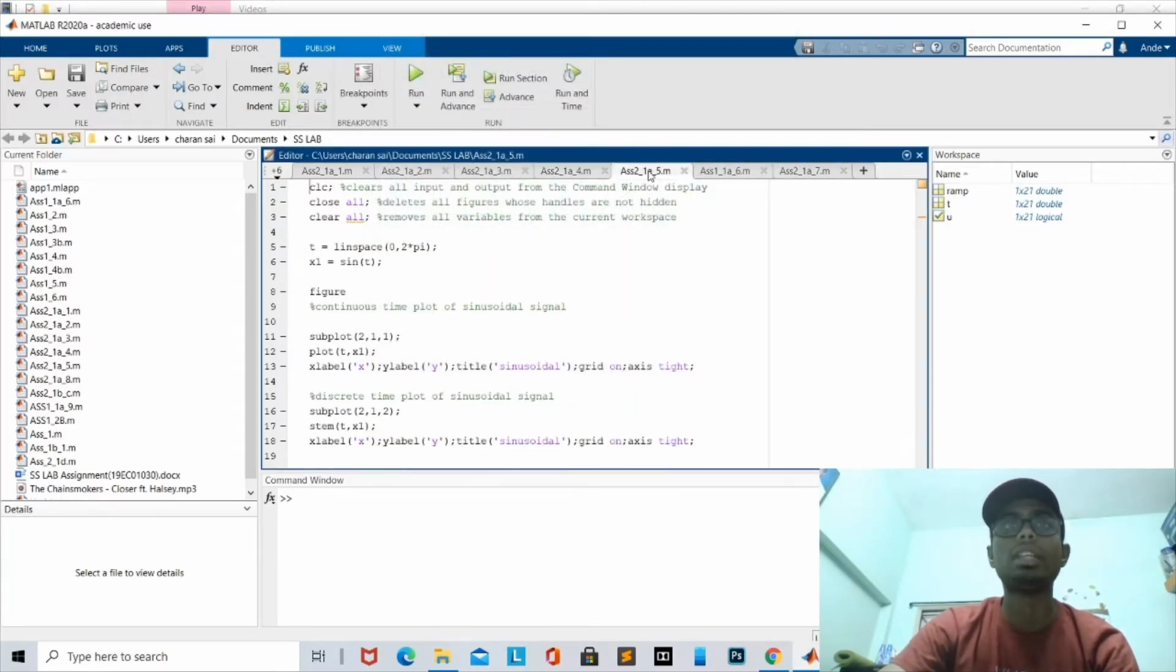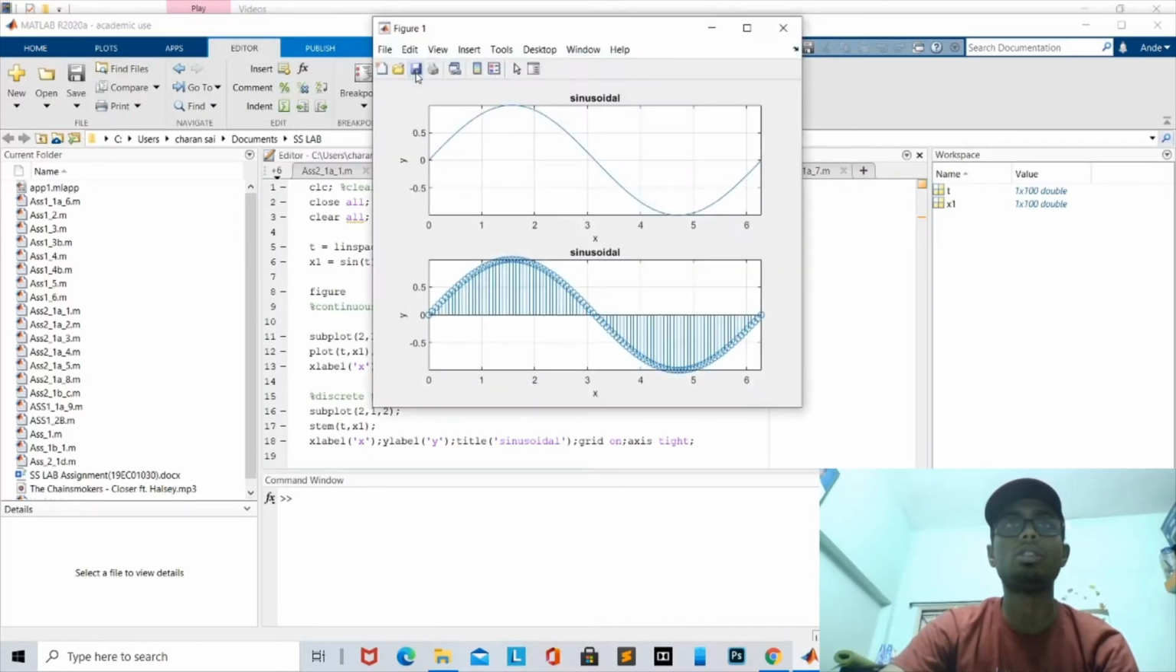And moving to the next one, it is the sinusoidal. So we know that sinusoidal graphs can be plotted by simply writing x1 equal to sin of t. The same thing I have done, and I'll run the output and show you. Here we have got a sine graph, the continuous plot of the sine graph and the discrete plot of the sine graph.